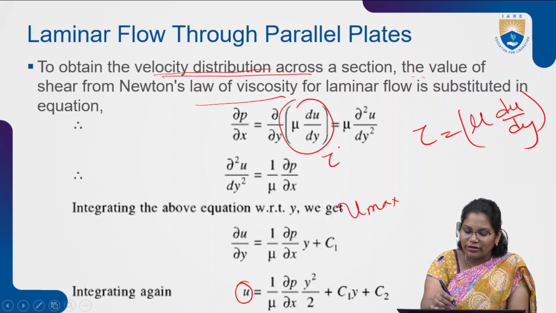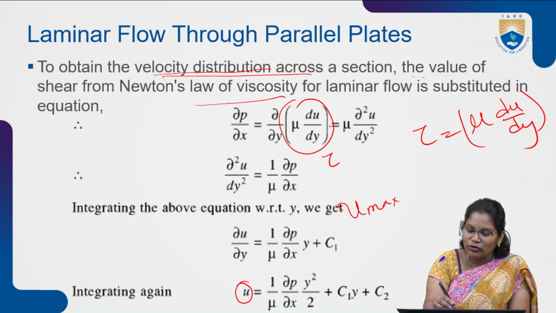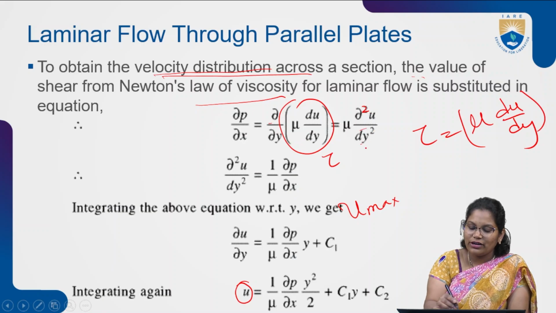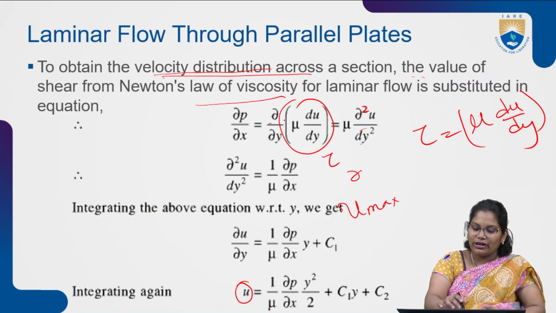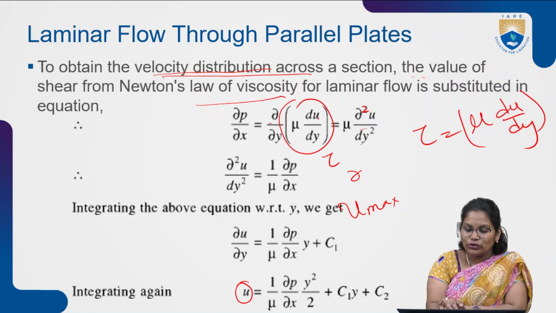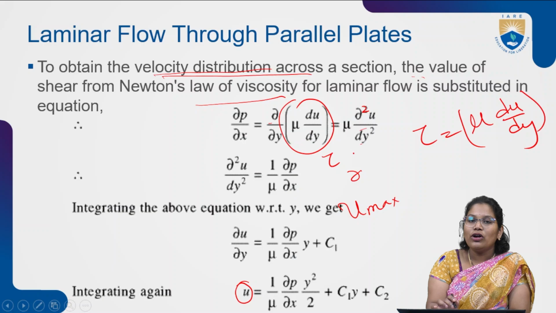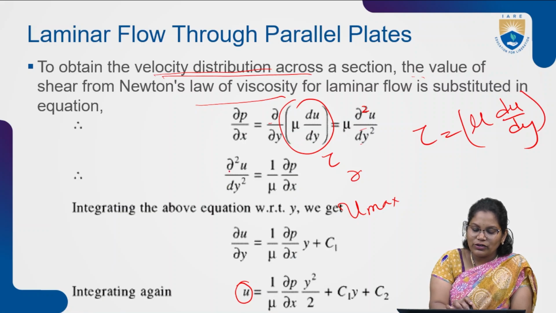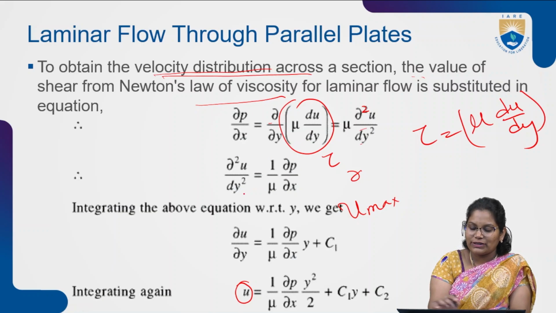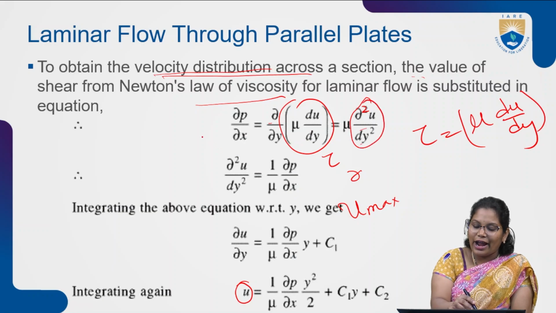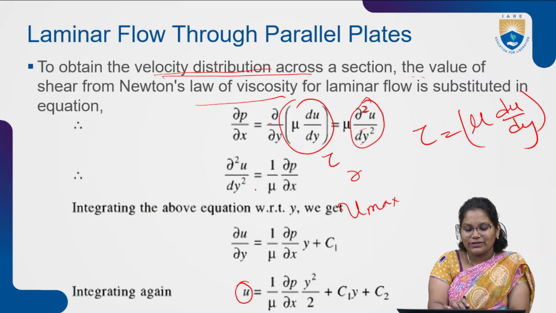When you differentiate this, you get mu into ∂²u/∂y². So ∂p/∂x is equal to mu into ∂²u/∂y², since ∂ into ∂u becomes ∂²u and ∂y into ∂y becomes ∂y². So ∂²u/∂y² is equal to 1 by mu ∂p/∂x. Taking this complete term on the left hand side and all other terms on the right hand side, the equation becomes ∂²u/∂y² is equal to 1/mu ∂p/∂x. This is the equation you get.